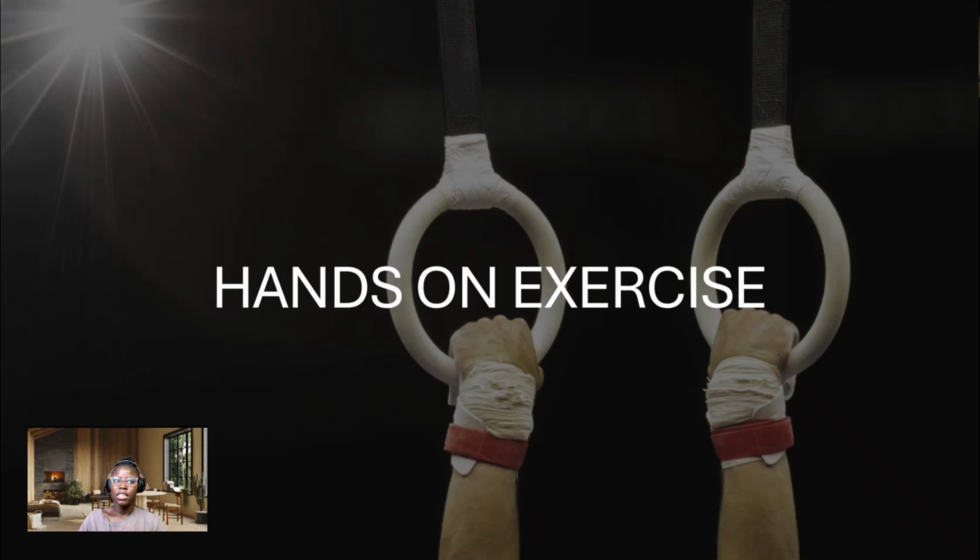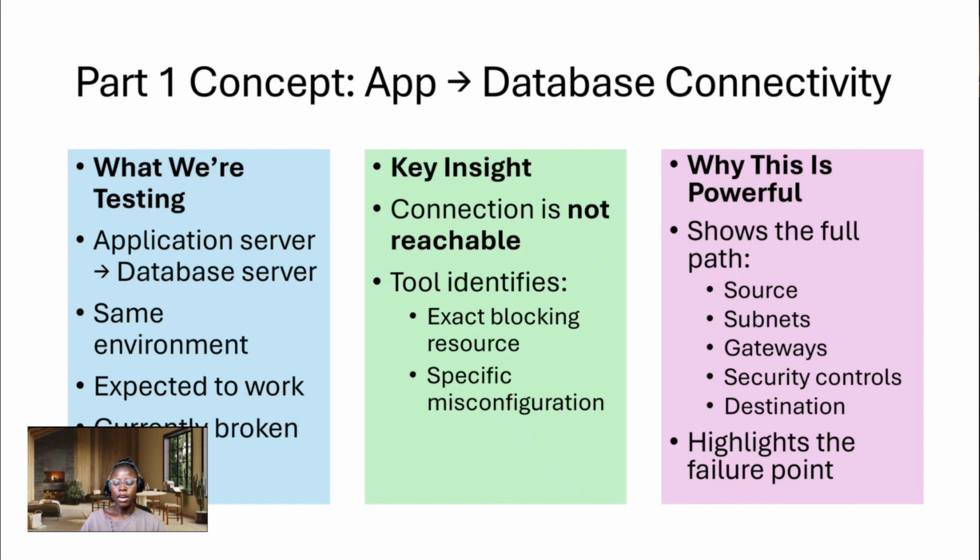So let's go ahead and test this, see how it works hands-on. The first part of this hands-on exercise represents a very common real-world problem: my application cannot reach the database. So instead of guessing, we can use the reachability analyzer to probe what's blocking the connection. In our architecture, this is going to be currently broken. The important thing here is not that it's blocked; we want to get the exact blocking resource, where and why the connection is blocked.